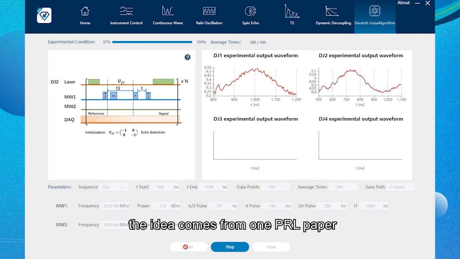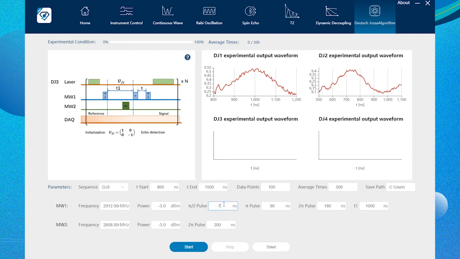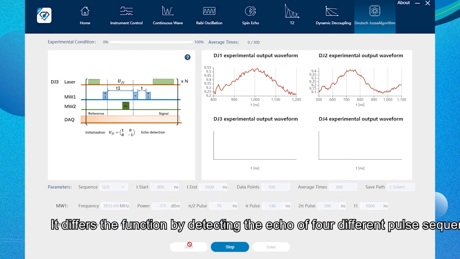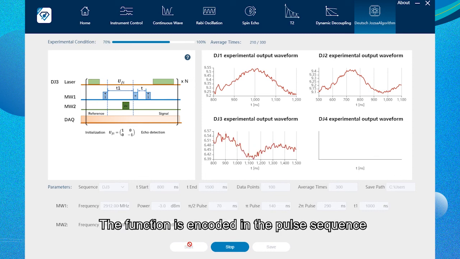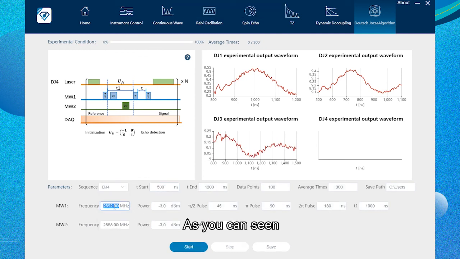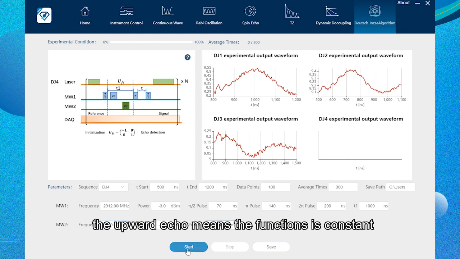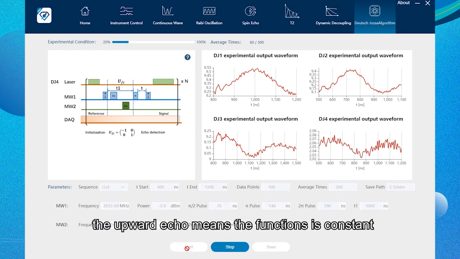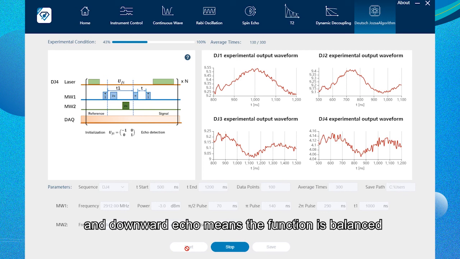The idea comes from one PRL paper. It distinguishes the function by detecting the echo of 4 different pulse sequences. The function is encoded in the pulse sequence. As you can see, the upward echo means the function is constant, and the downward echo means the function is balanced.